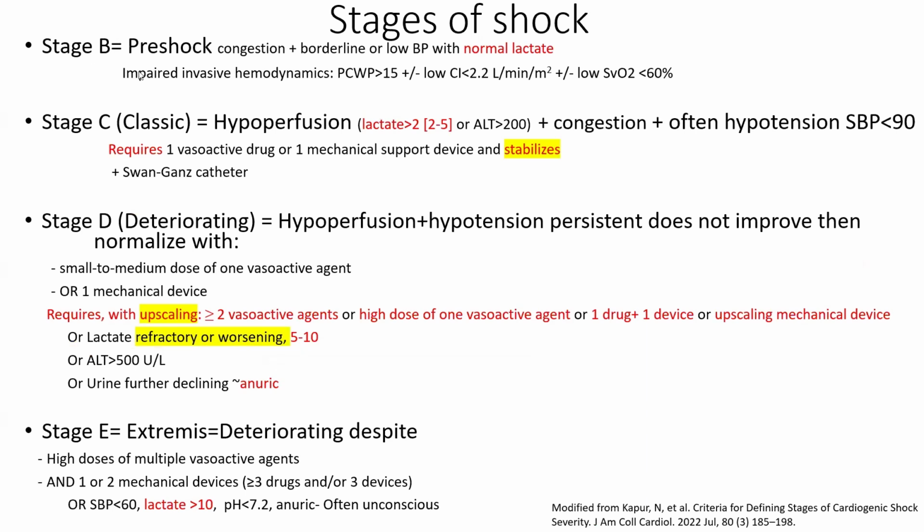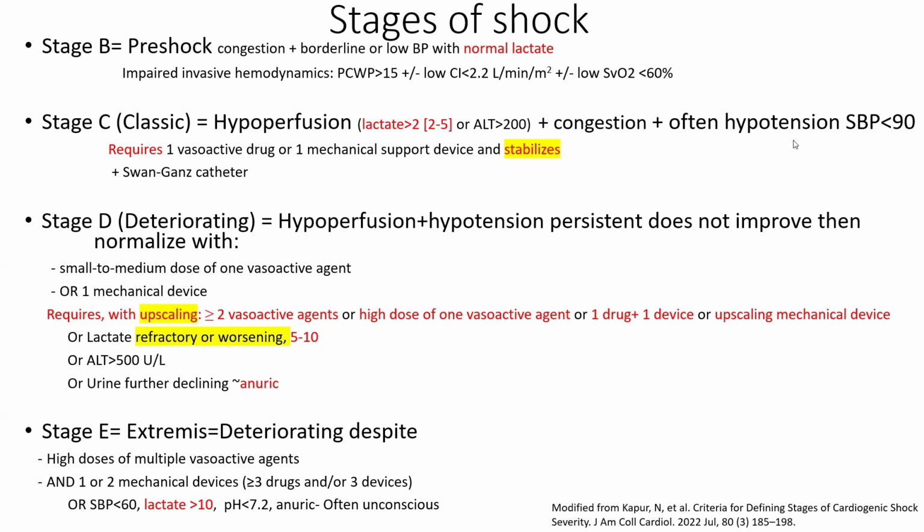Stage B is not shock, it is pre-shock. Those patients have impaired hemodynamics on the Swan catheter: low index, high filling pressures. They may be hypotensive, low or borderline blood pressure, but the key idea is that they have normal lactate, normal perfusion. Stage C, which is the classic shock, you have hypoperfusion and lactate is between 2 and 5. So over 2 and between 2 and 5. Over 5 will make it stage D.